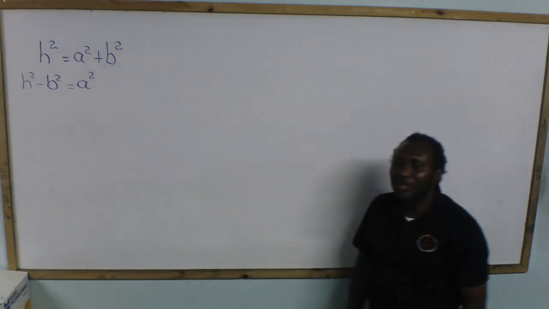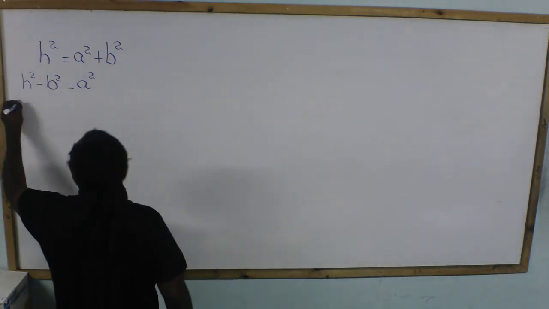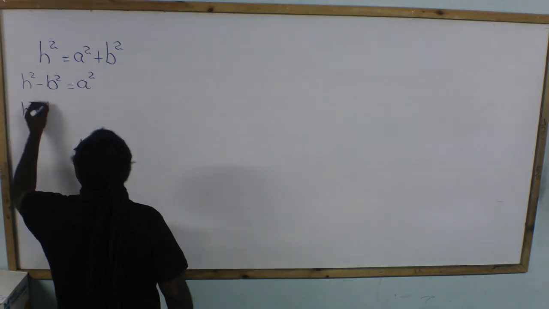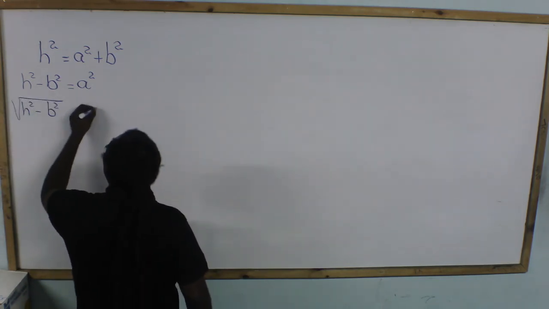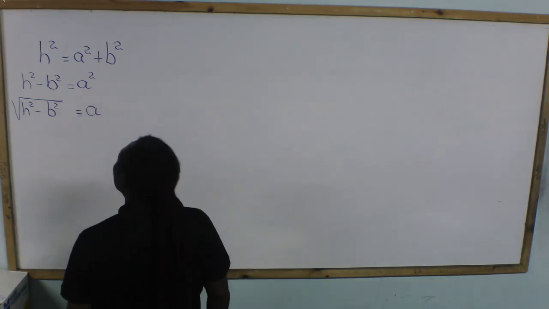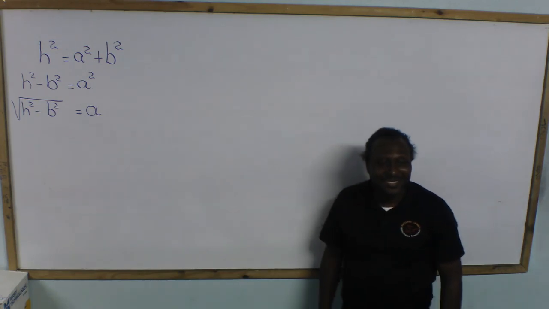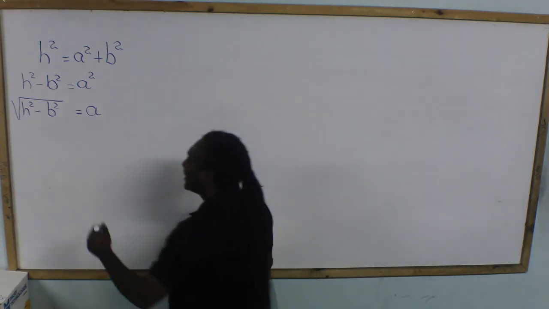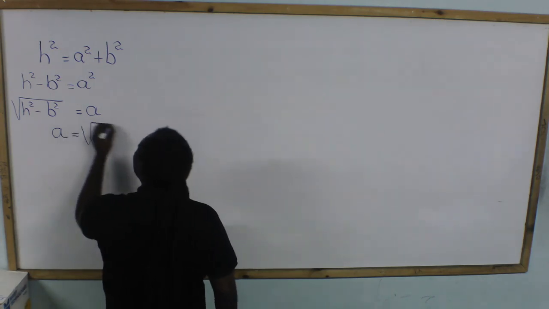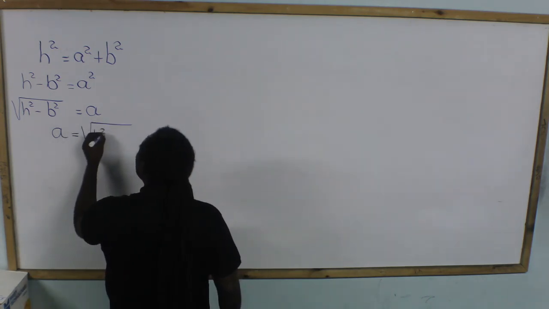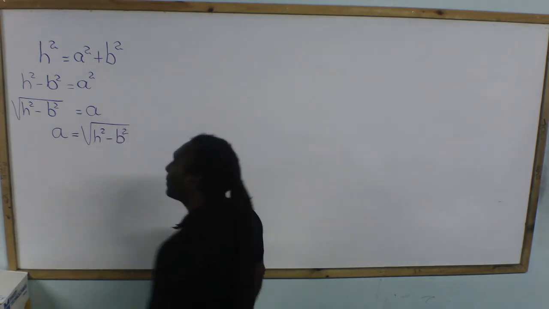And what else do we need to eliminate? The square. And we eliminate the square by finding the square root. So h squared minus b squared, the square root of all of that is equal to a. And is that enough? Yes. Nice, man. Very nice. We do what? Right. a equals the square root of h squared minus b squared.